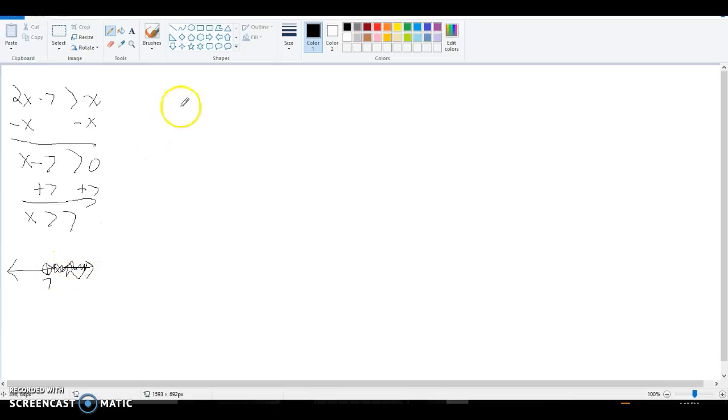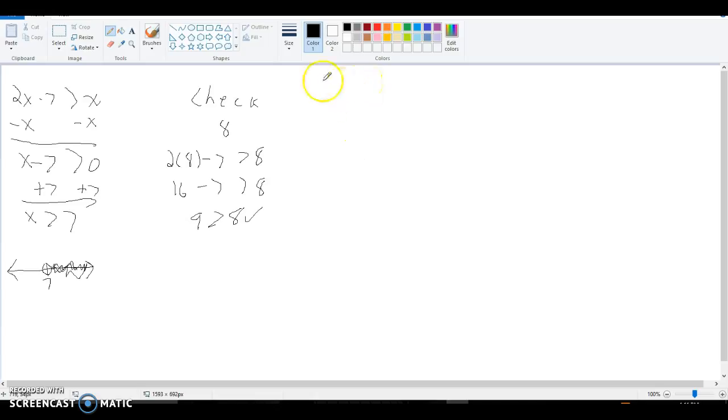So now when we check this, which is a new rule from solving equalities, we want to check a number bigger than 7. So we'll pick the number 8 and plug it into our equation. So we have 2 times 8 minus 7 is greater than 8. So 2 times 8 is 16, minus 7 is greater than 8. 16 minus 7 is 9, which is greater than 8. So that checks out.